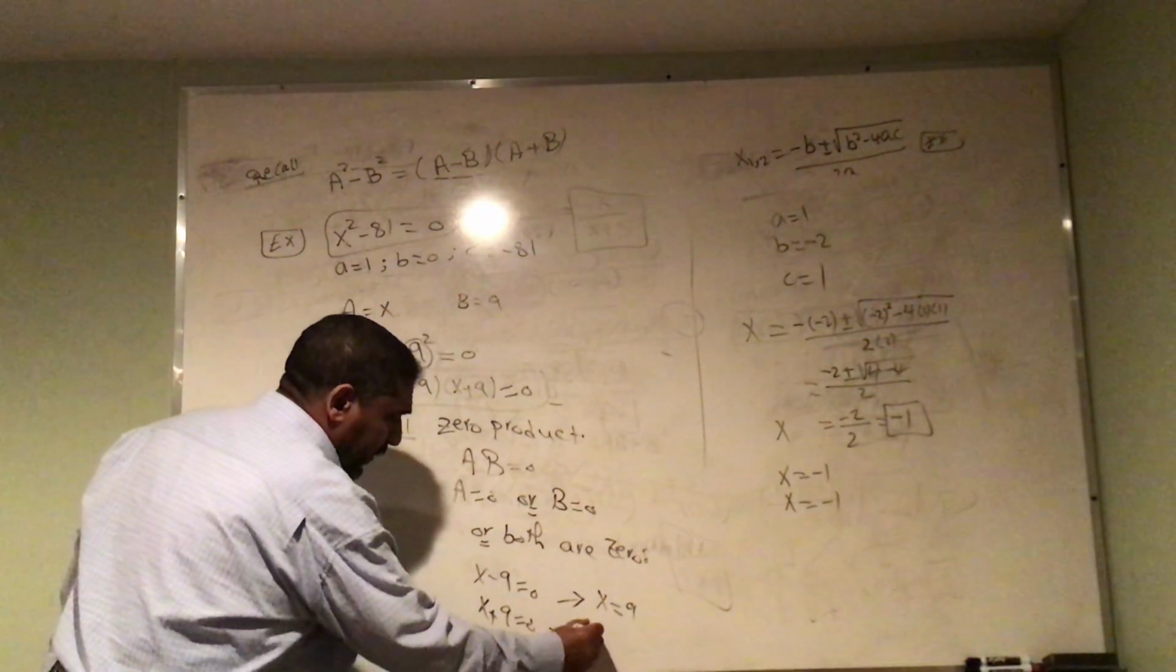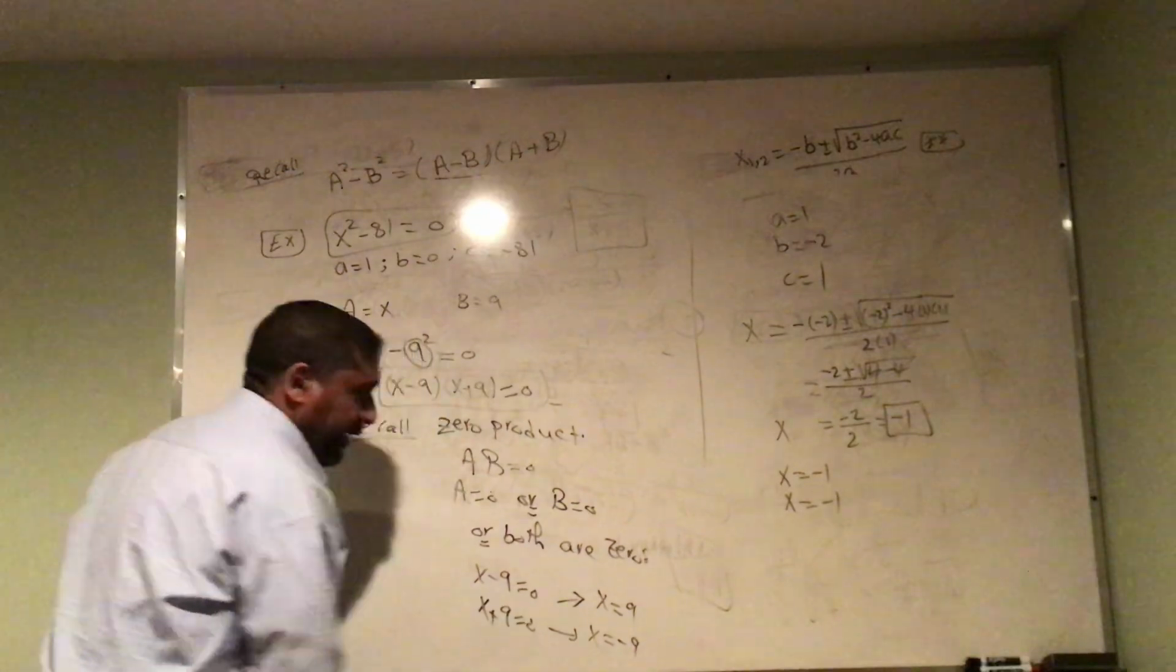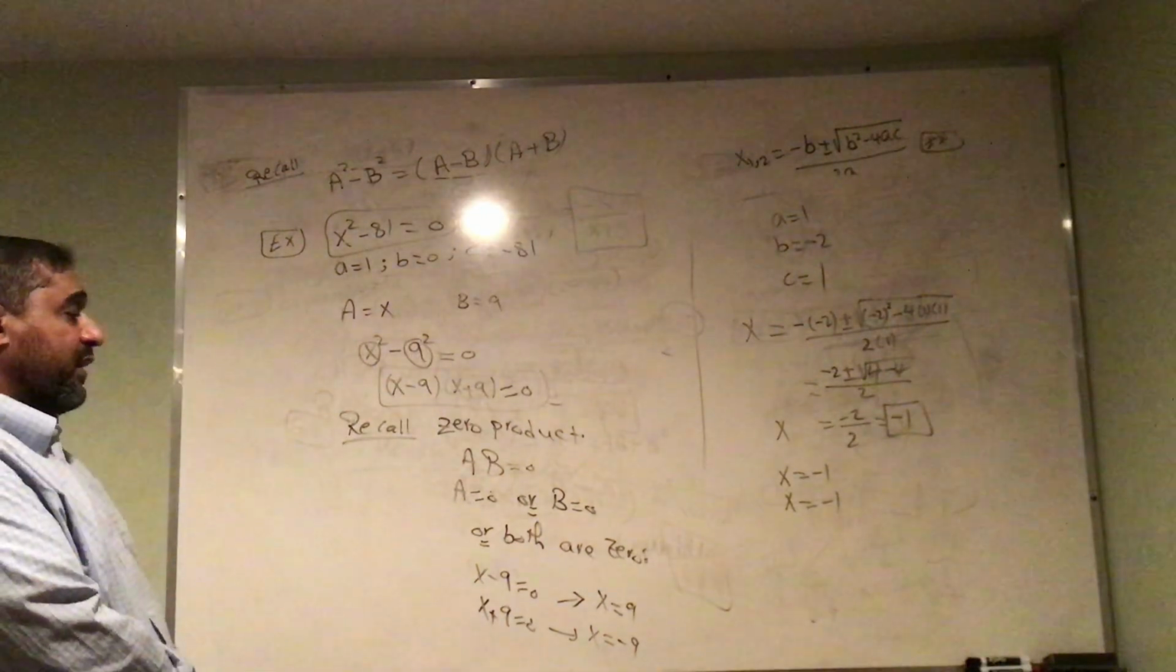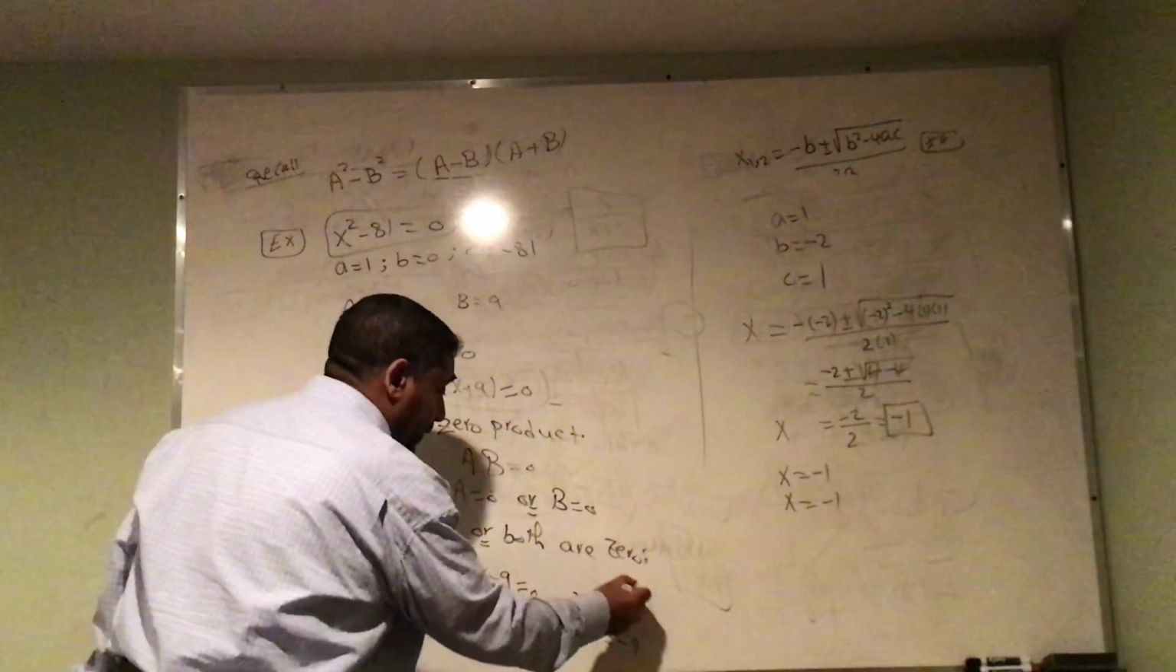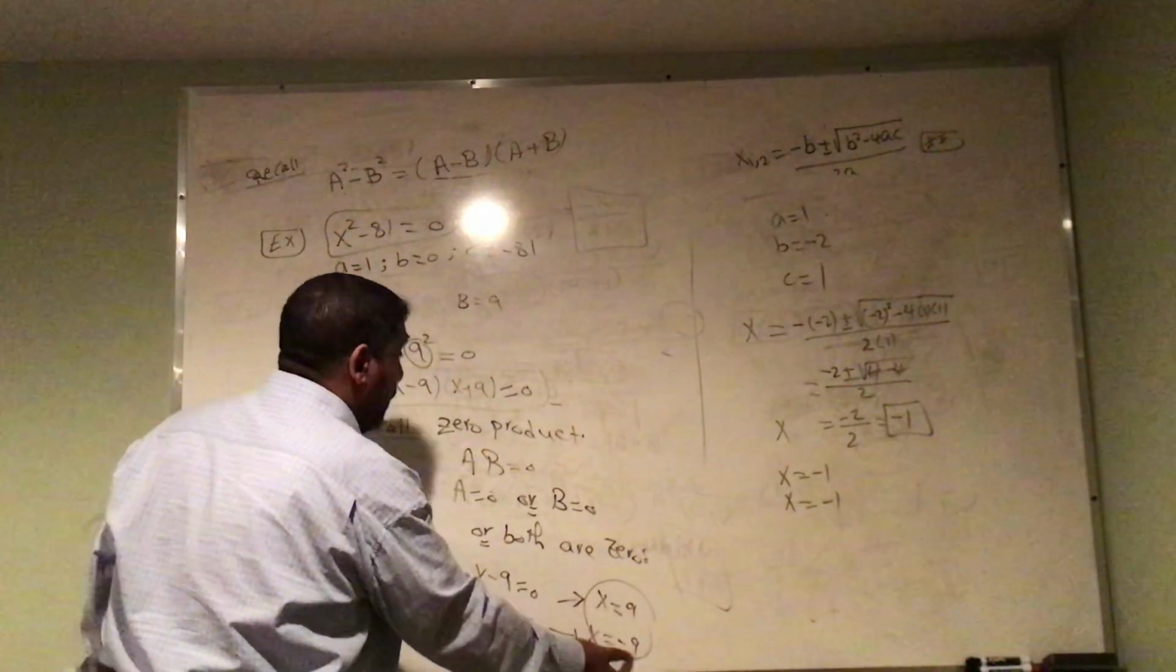When I solve the other one for x, what do you have? x equal minus 9. So that is the solution for the problem here. You have two values for x, it could be 9 or minus 9.